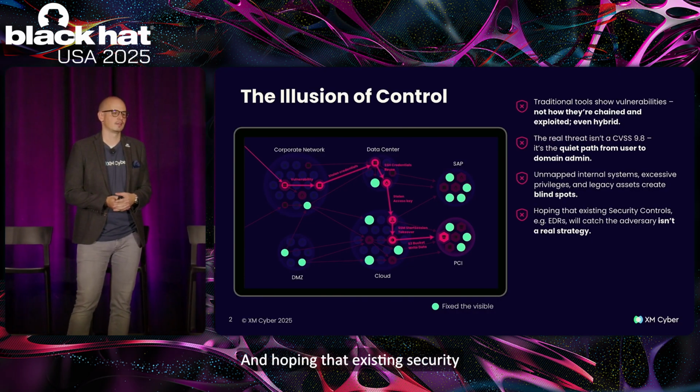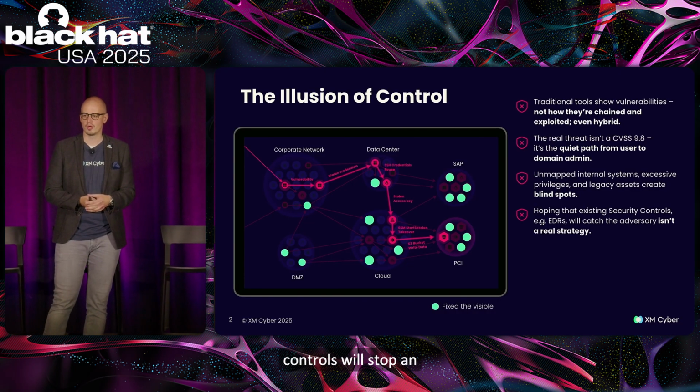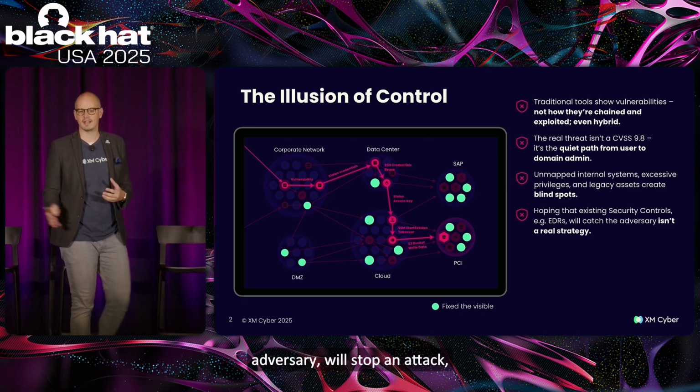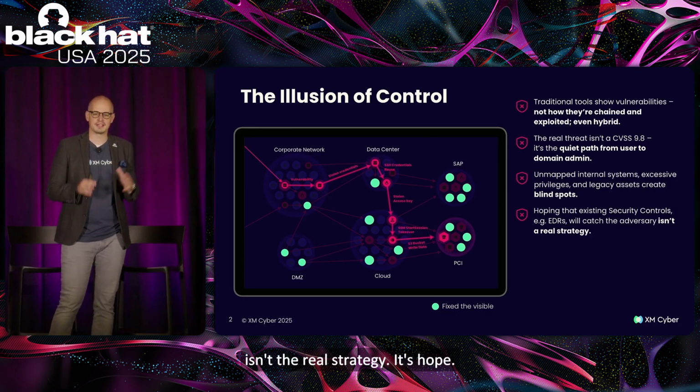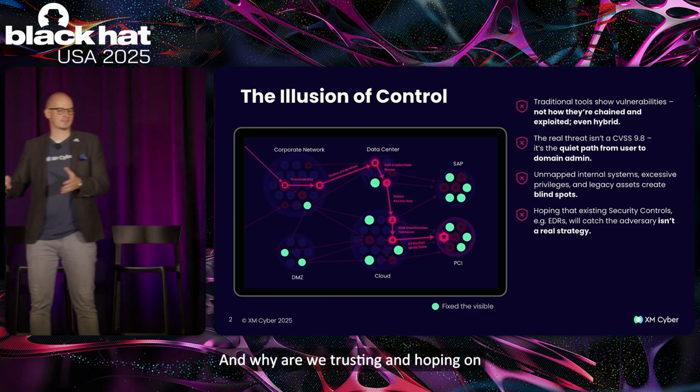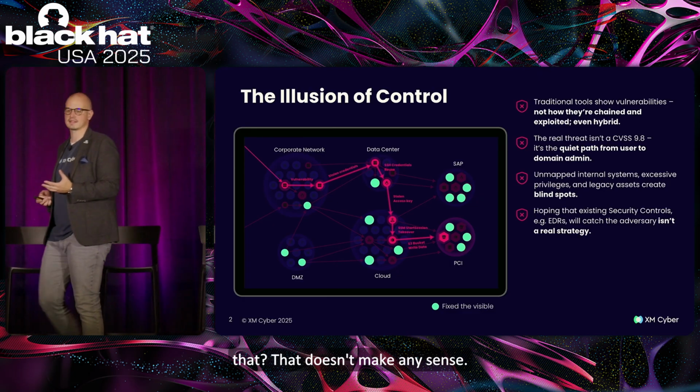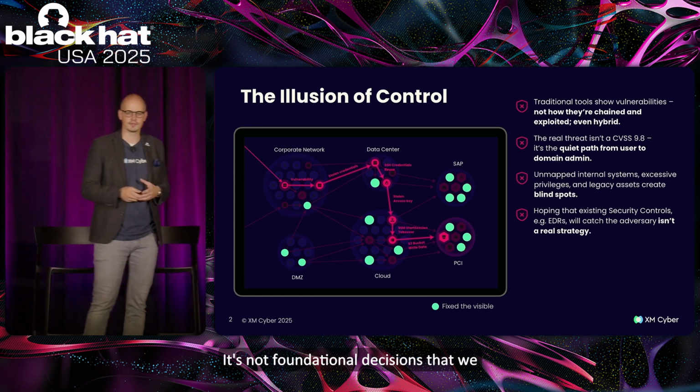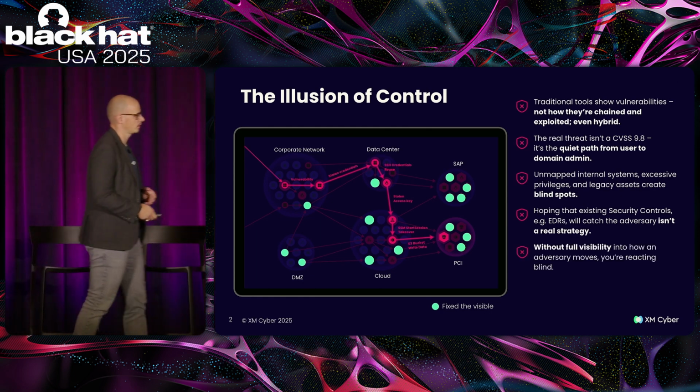And hoping that existing security controls will stop an adversary, will stop an attack, isn't the real strategy. It's hope. And why are we trusting and hoping on that? That doesn't make any sense. It's not foundational decisions that we can drive from that.